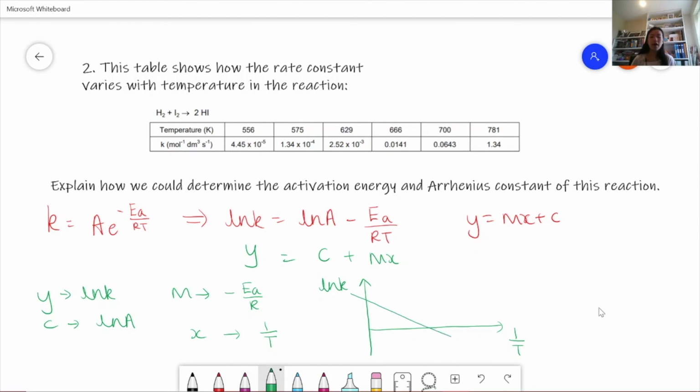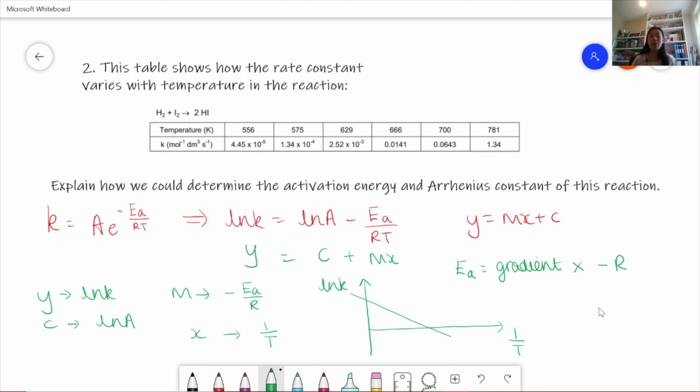And then what we do is the gradient of this graph, which is this m here, will be equal to minus EA over R. So to find the activation energy, what we would need to do would be to find the gradient of the line first of all, and then multiply it by minus the gas constant.